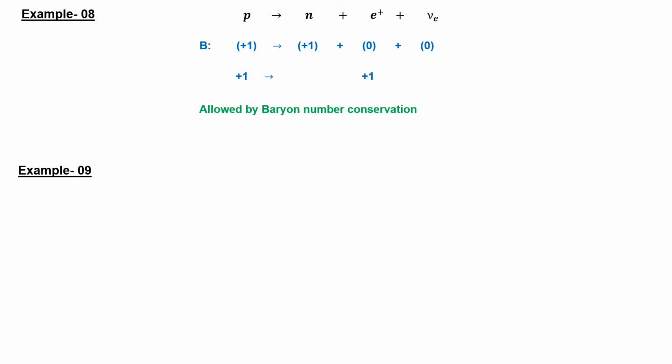The lambda is decaying into kaon and pion. In this decay reaction, lambda is a baryon particle having baryon number +1, while kaon and pion are non-baryonic particles having baryon number 0. Since the baryon number is not conserved in this reaction, this decay reaction is not allowed according to baryon number conservation.